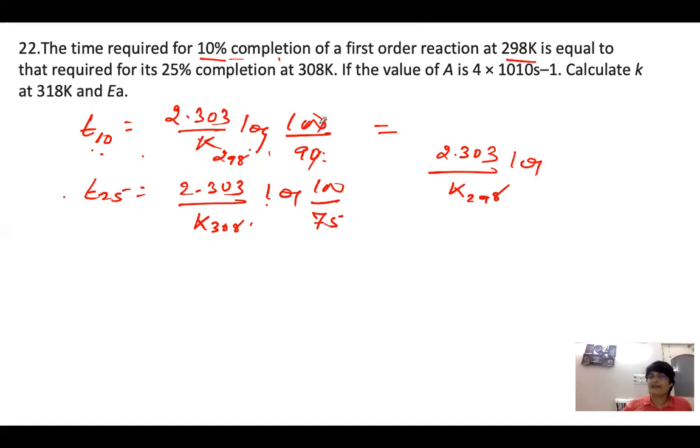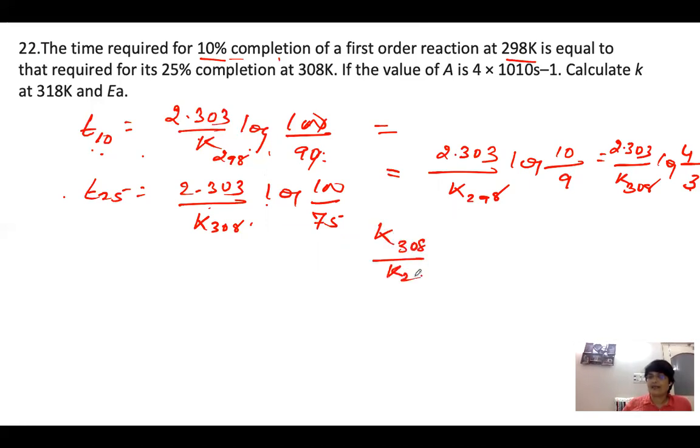The 2.303 will get cancelled. Log 10 upon 9 is equal to 2.303 by K 308 log 4 upon 3. And what are we going to do after this? K 308 upon K 298, we are going to bring it over here, and this log 4 by 3 we'll bring here.